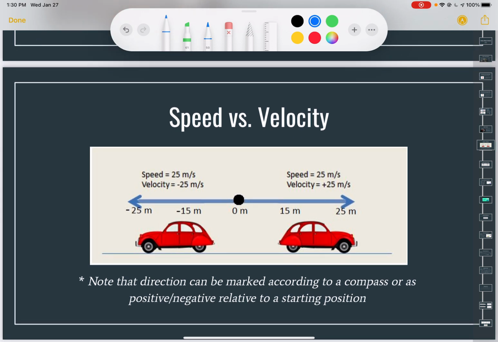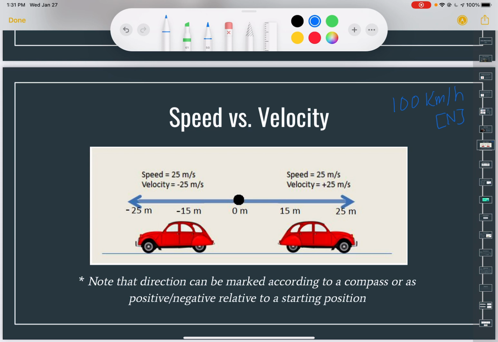So here's a little schematic to show you the difference between speed and velocity. Velocity can have negative quantities, so negative or positive can also be used to mark which direction you're going. Back on the other slide, I said I was going 100 kilometers per hour north.